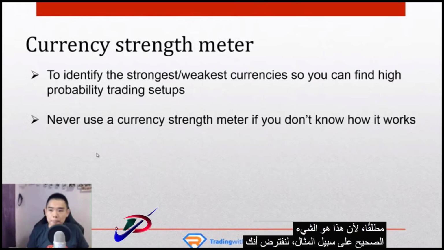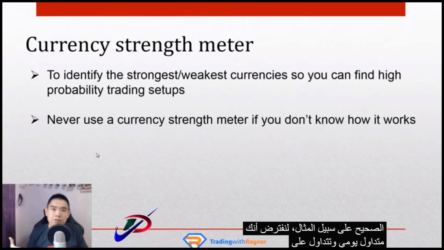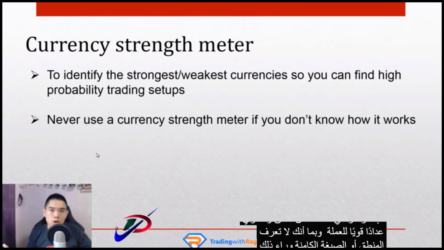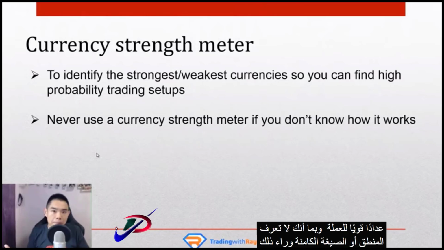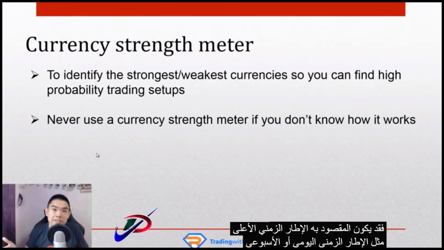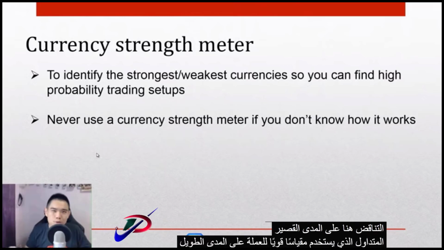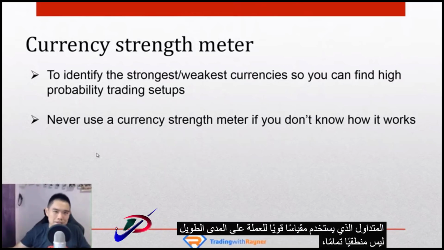Because here's the thing, for example, let's say you're a day trader, you trade off the 5 minutes time frame and you purchase a currency strength meter. And since you do not know the logic or the formula behind it, the person who developed the currency strength meter might have meant it for the higher time frame, like the daily or weekly time frame. So you can see that there is this incongruency over here. A short-term trader using a longer-term currency strength meter doesn't quite make sense.